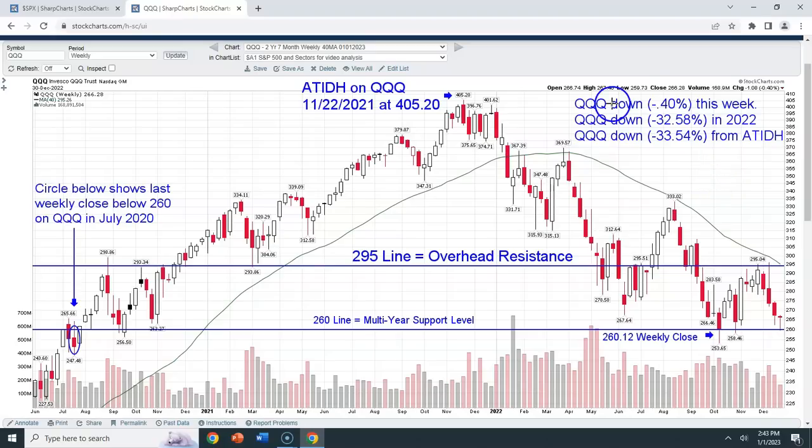All right. Now, the triple Qs down 40 basis points this last week. So again, not a ton of movement, but triple Qs were down 32.58% for calendar year 2022. The triple Qs peaked back in November, and then kind of did some chopping sideways. So, really didn't start to roll over until the S&P 500 did in January, but technically peaked back in November at 405.20. So that is right now the top tick on the triple Qs. The triple Qs are down 33.54% from their all-time intraday high.